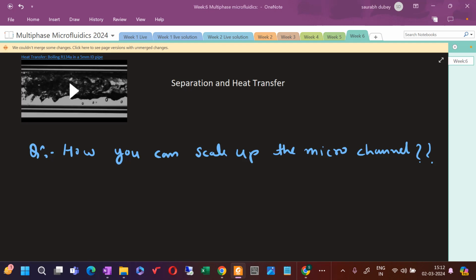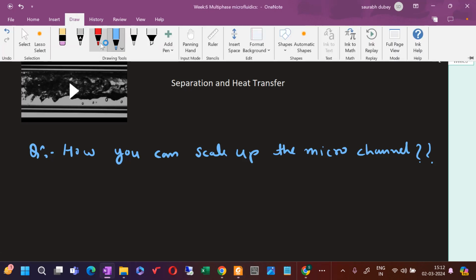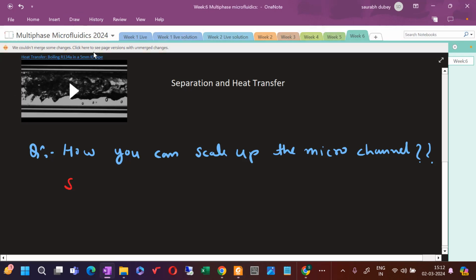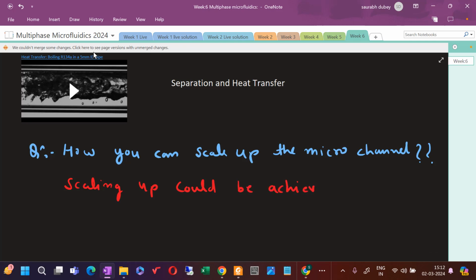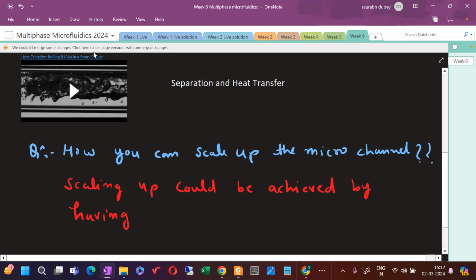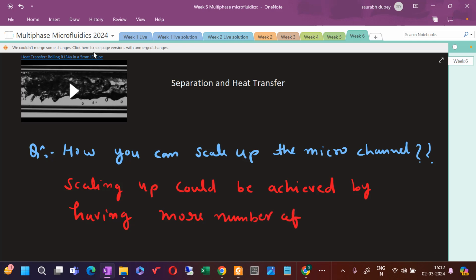So the answer to the problem is the numbering up of units or channels. Let me take a different color. Scaling up could be achieved by having more number of units or channels.